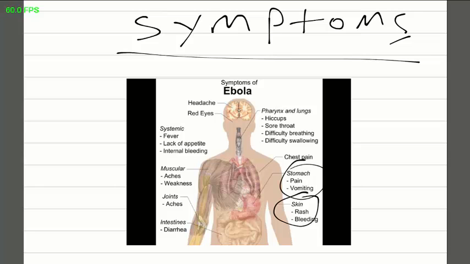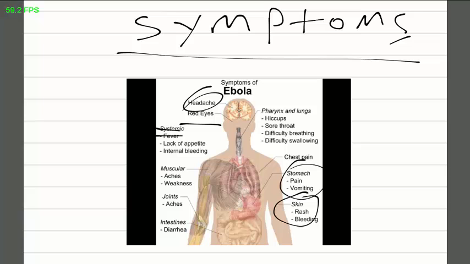You have the stomach pain, vomiting. You get pharynx and lungs problems: hiccups, sore throat, difficulty breathing, difficulty swallowing. You get headache, which would just be a sign of general fever. You get the red eye, which is a hemorrhage, bleeding into your eyes. You might see hemorrhage on the sclera.